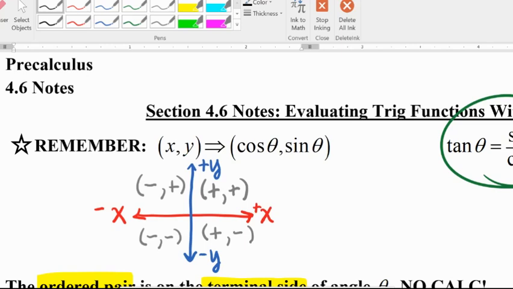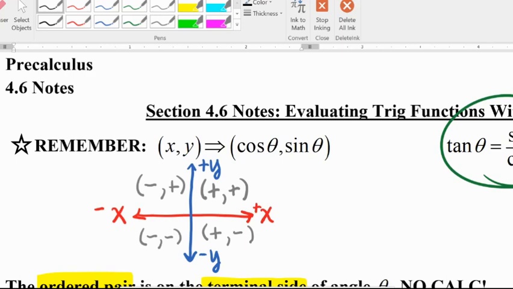So think about the x-axis, right? When you travel to the left, the x values are negative. So in those quadrants, which are quadrants 2 and 3, cosine is negative because the x values of those ordered pairs are negative. Whereas in quadrants 1 and 4, the x values are positive, so cosine is positive in quadrants 1 and 4. Now let's look at the y-axis.